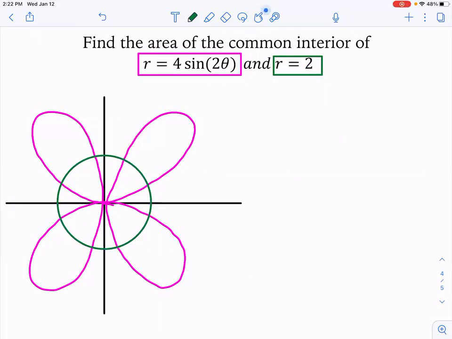So I want the common interior of these two. So first of all, do we have some symmetry? Just a little bit. Okay. So common interior would be inside the petal and the circle at the same time. So we can find this one and multiply it by. Okay. What do you think is going to be important for us to find?